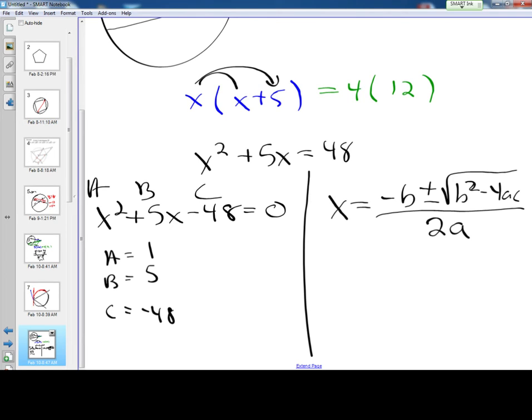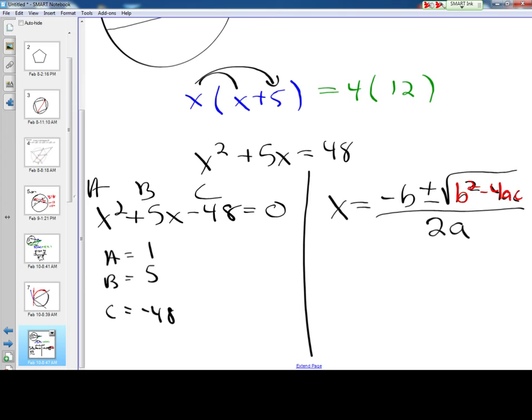All right, so I want to take b squared minus 4ac. Do you guys see the red portion there? That, my friends, is a discriminant. It's going to tell me whether this bad boy is factorable or not.